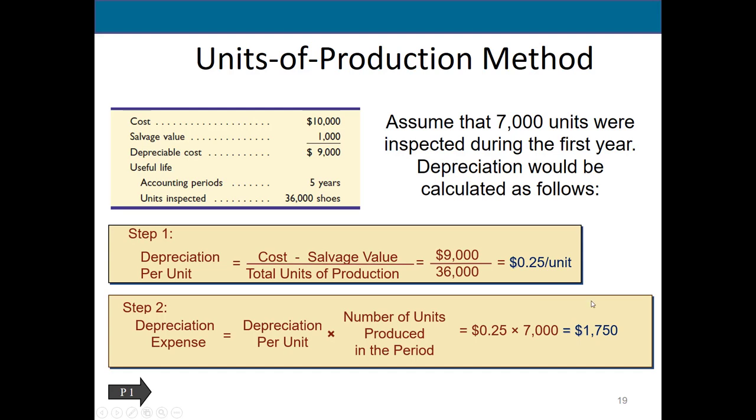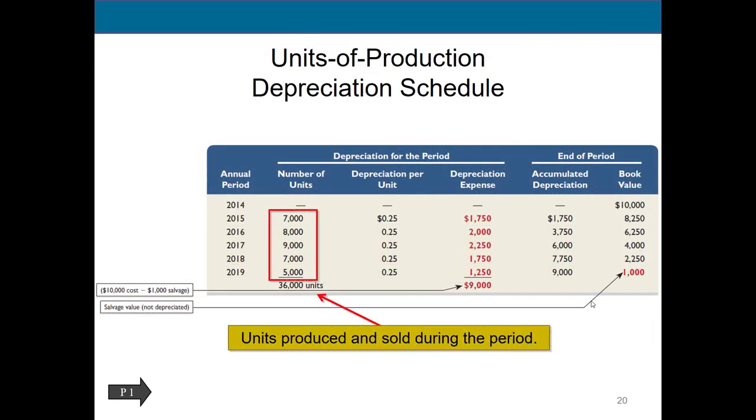Depreciation is always going to end up being a little bit different depending on how many units are inspected each year until you get to the total value. You can't go more than 36,000. Here's what it looks like in a schedule.